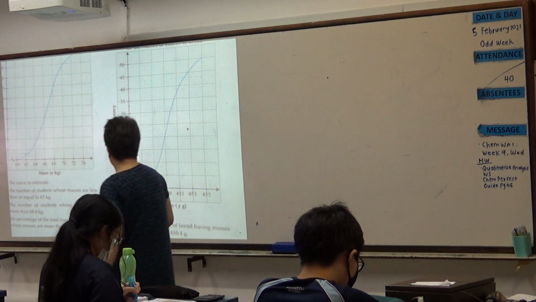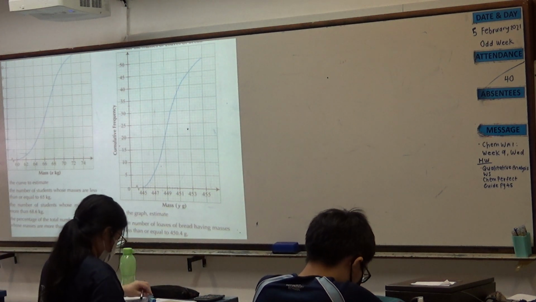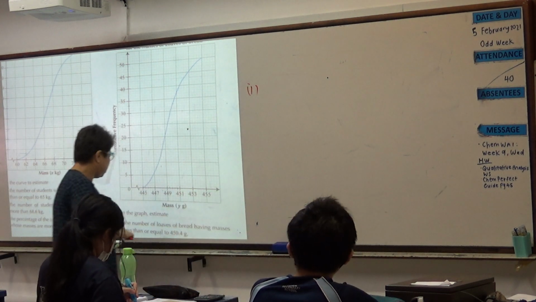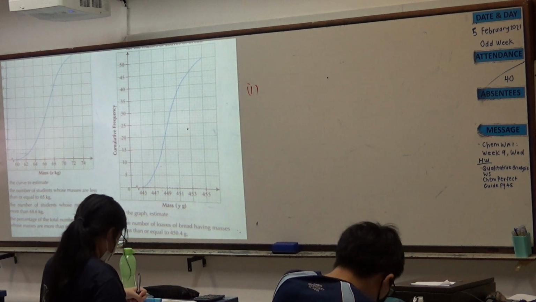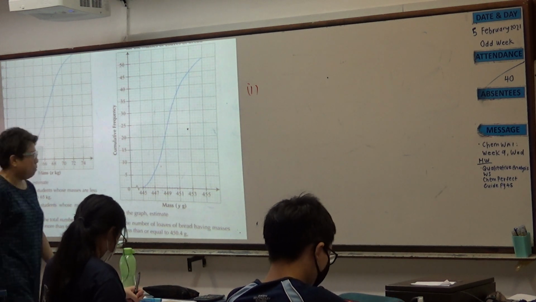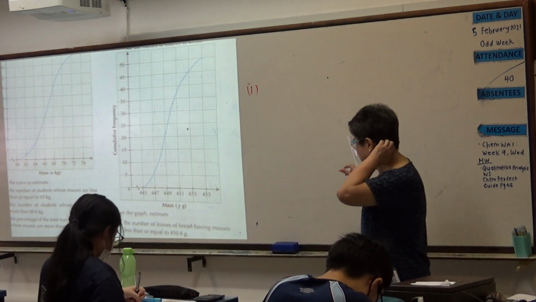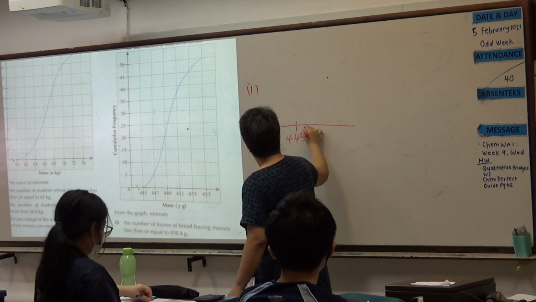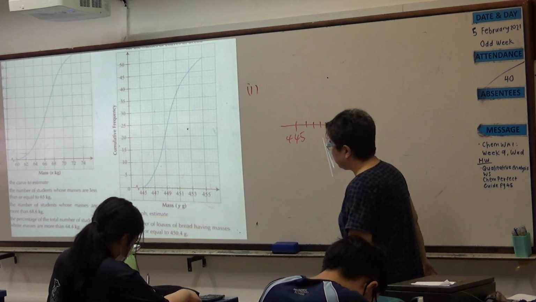Okay, now what did the question say? From the graph, estimate part 1: the number of loaves of bread having masses less than or equal to 450.4. Okay, I want you to look at the scale. It's not that easy to read, okay? Now you have 445, then you have 447.